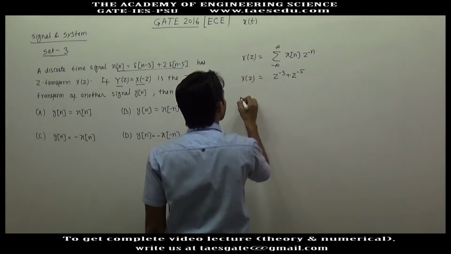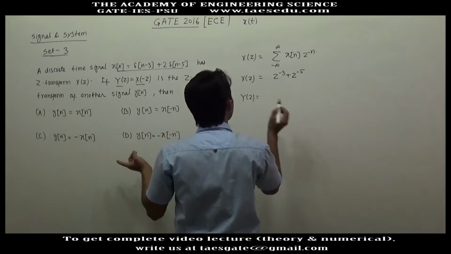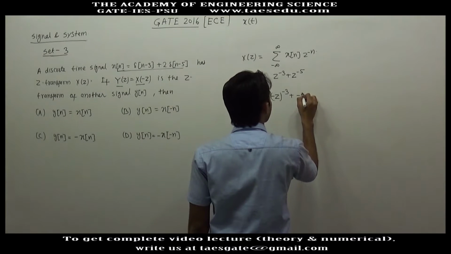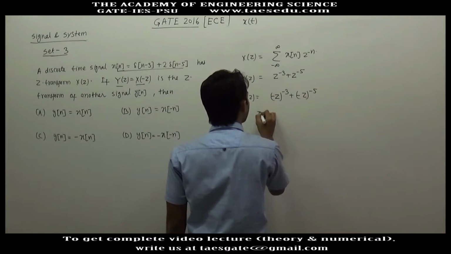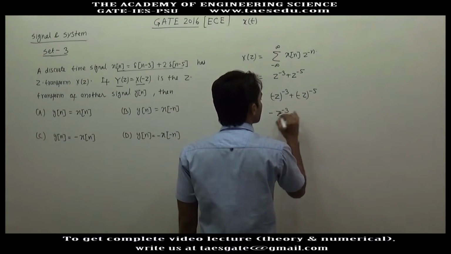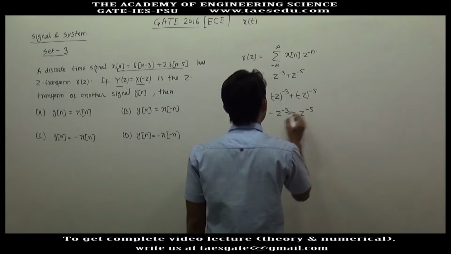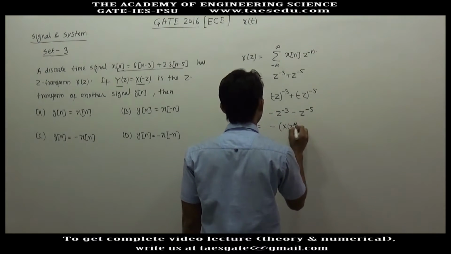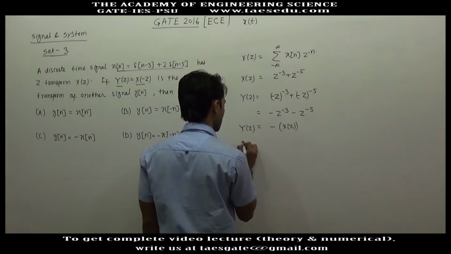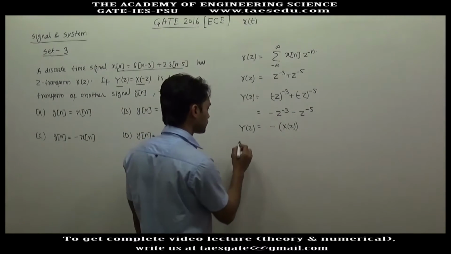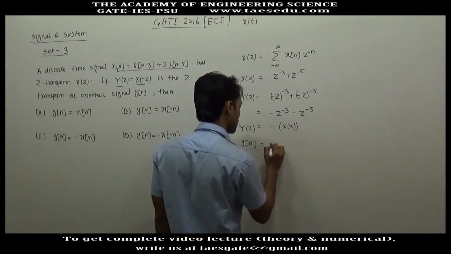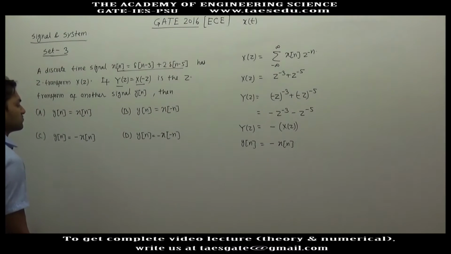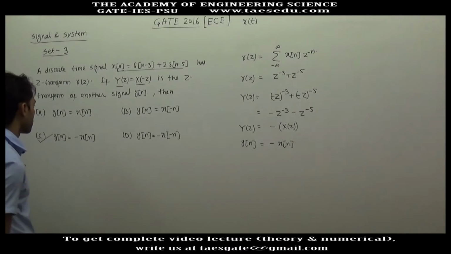This is X(z). Now Y(z) is X(-z). So this will be (-z) to the power minus 3 plus (-z) to the power minus 5. This will give you minus z to the power minus 3 minus z to the power minus 5, and this is nothing but minus of X(z). So when you take the inverse z transform, y[n] will be equal to minus of x[n]. Option C will be correct.